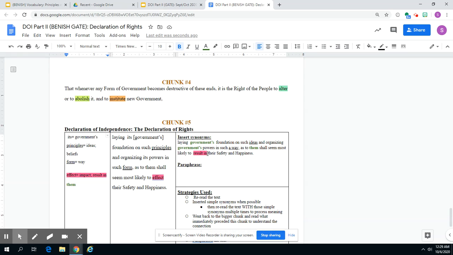So who is "them"? Who is there? Who's creating these governments? So pause, make that connection, and let's see if you can make meaning from the text moving forward.